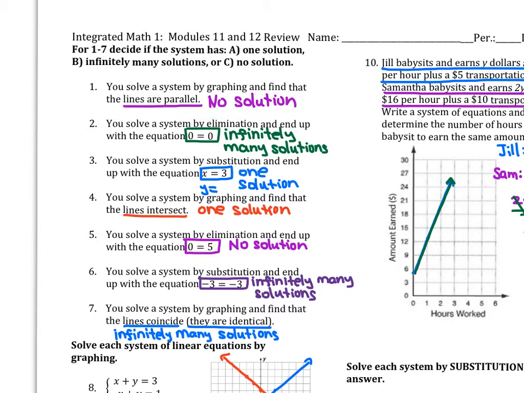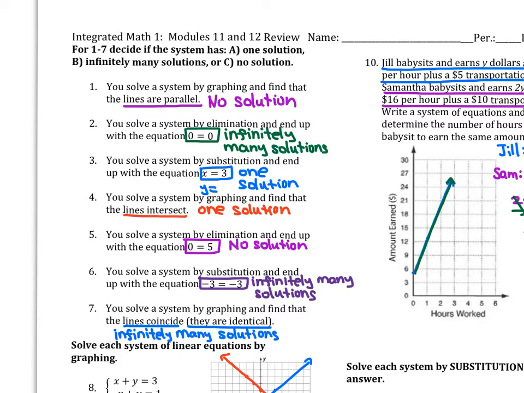On number 2, when this person did the math, they came up with 0 equals 0, which is a true solution. And since that's true, that means I'm going to have infinitely many solutions. On problem number 3, they got x equals 3. When I get an x equals 3, that means that I'll be able to find a y, and I'll have 1 point. So my answer will be 1 solution.